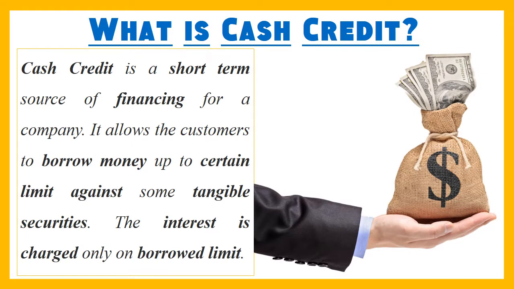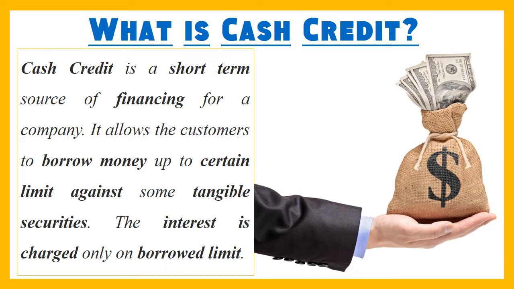Cash credit is a short term source of financing for a company. We can say that it is an arrangement by which a bank allows the customers to borrow money up to a certain limit against some tangible securities. The customer can withdraw from his credit limit. The interest charged is on the borrowed amount and not on the borrowing limit.